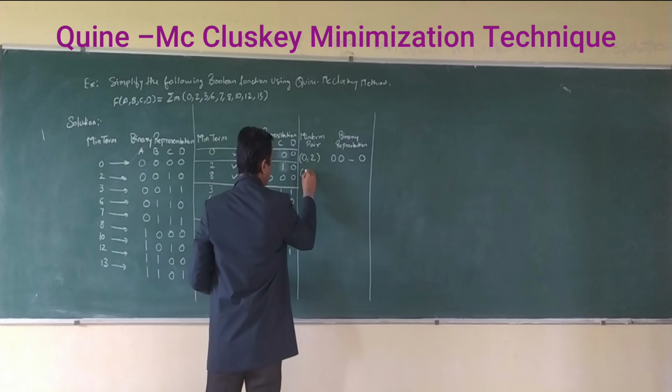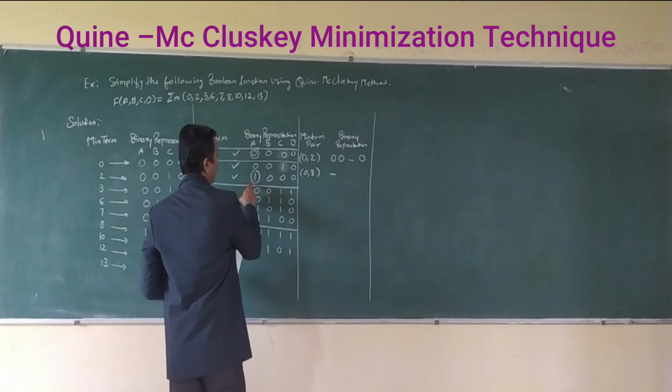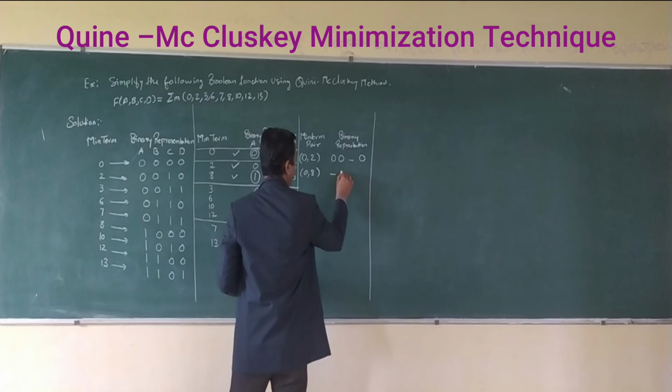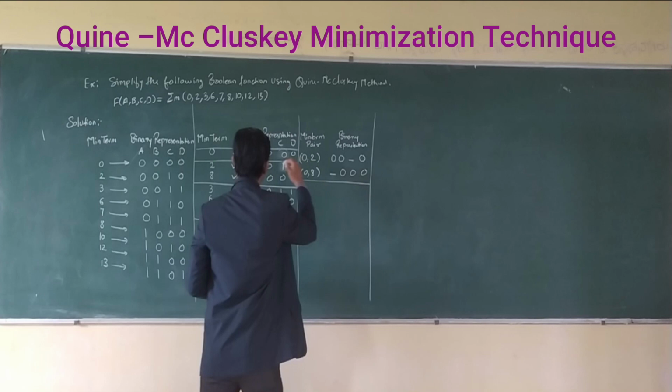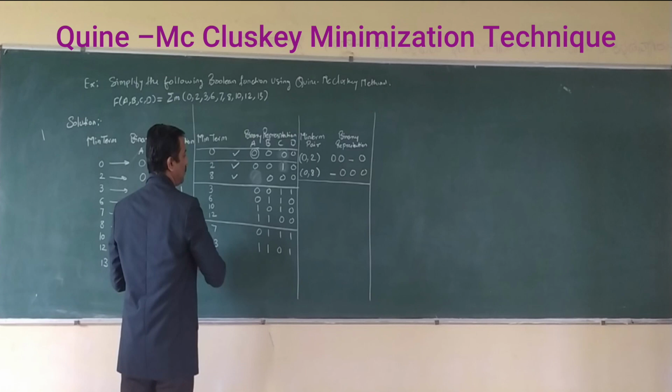So 0 comma 8. You can find here there is a change in the bit position at column number 1, so I put an underscore there. The remaining terms I copy as they are. So this completes my first pair of grouping. I will represent the original terms as they are.